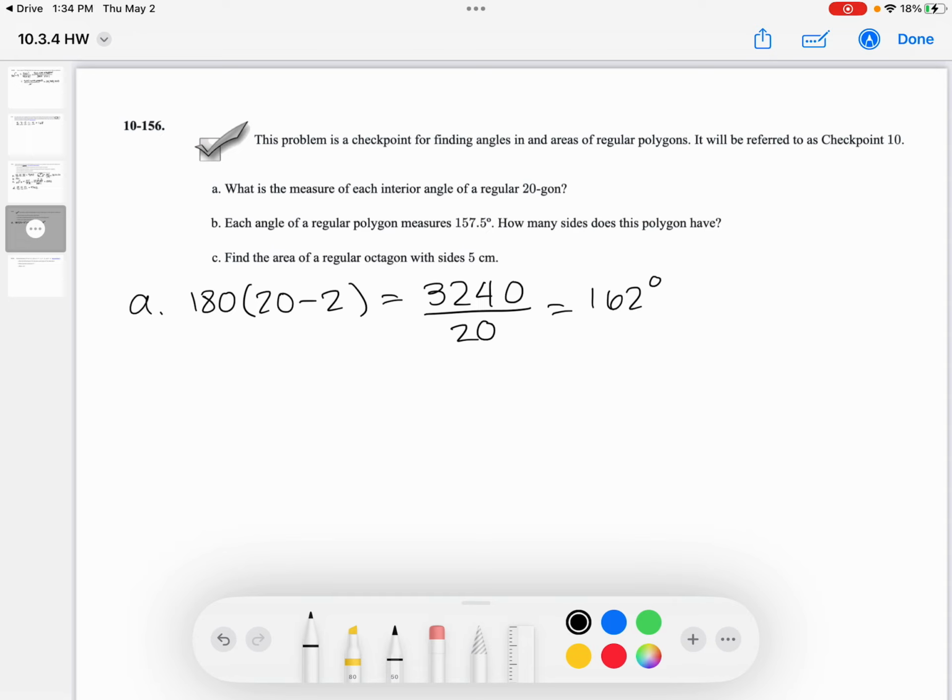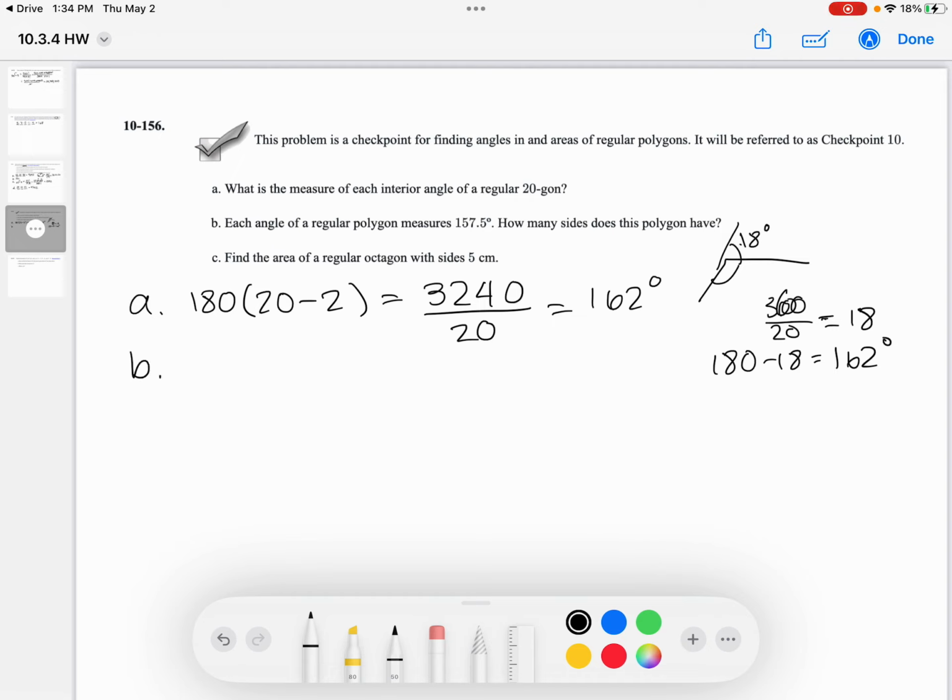Is there an alternate way I could do that? Sure, I could think, okay, if I have an interior angle and an exterior angle, they add up to 180, right? I know that the sum of the exterior angles is always 360. So I could say 360 divided by 20 and get 18 for my exterior angle here. Okay, and my interior angle would be 180 minus 18, which is 162 degrees. So either way, we get the same answer. Each interior angle of a regular 20-gon is 162 degrees.